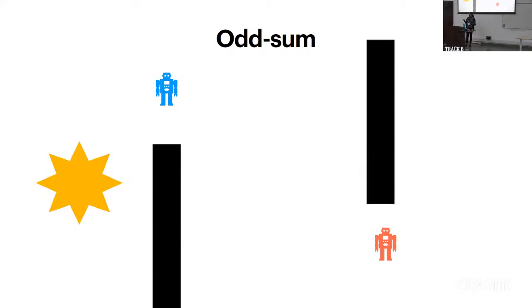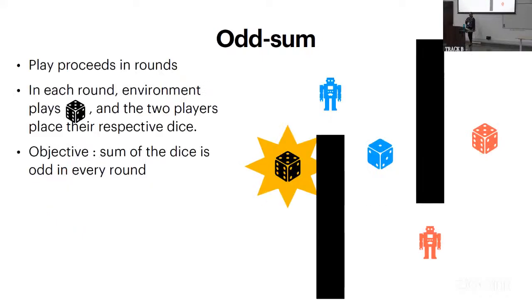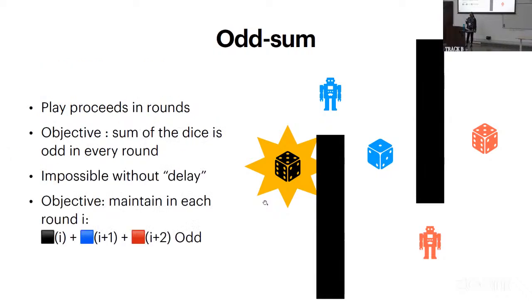Hence, in fact, there are cases when you will not win. Just to recall, we are playing in rounds, and in each round the environment plays this black dice and the two players place their respective dice, and the objective is to get the sum odd. And this one will not have a winning strategy. The thing is that you need to have a delay. You need to be able to observe what the environment did and then respond to it.